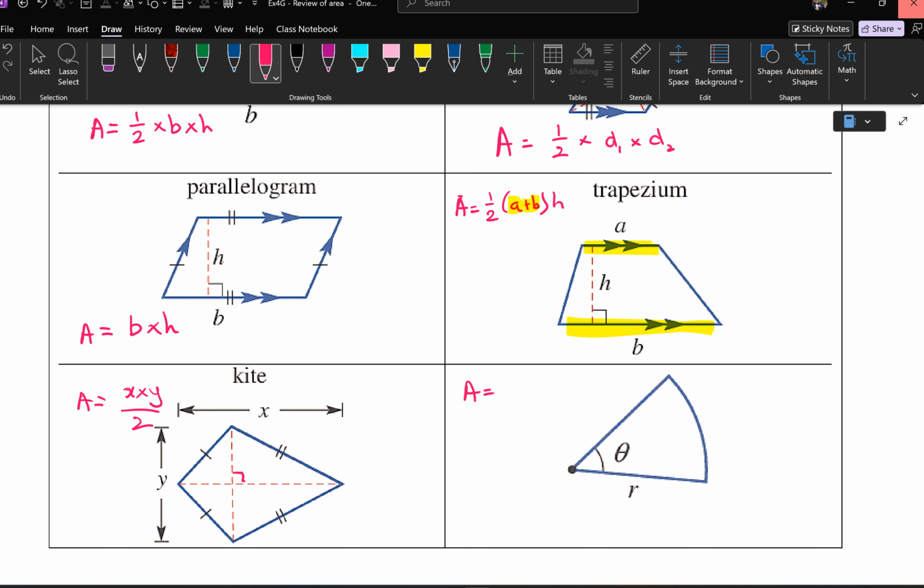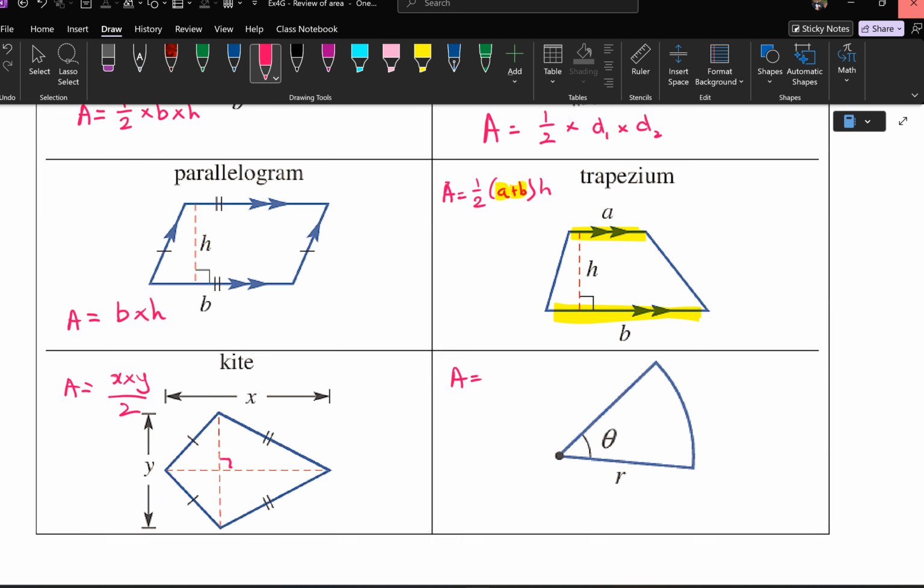And your last one. What's this shape called? There's a special name for it. Sector. Very good. A sector is just a partial circle. What is the area formula for a partial circle? Let's go with Sean.